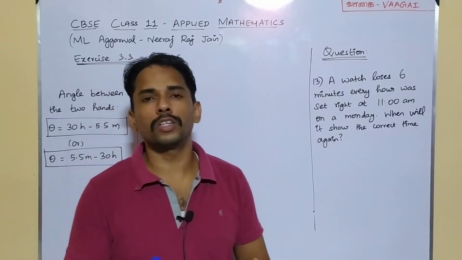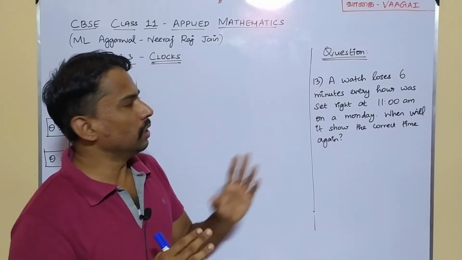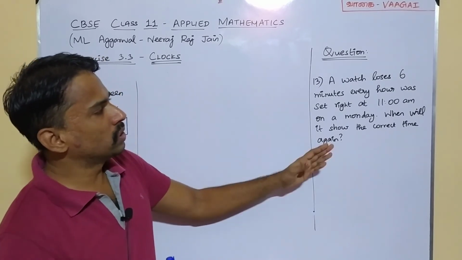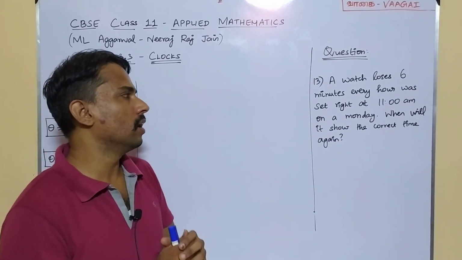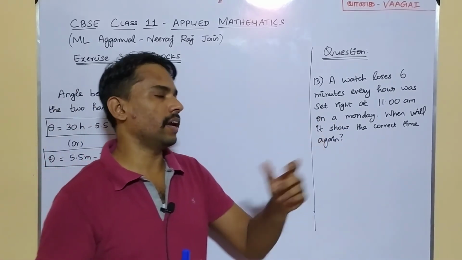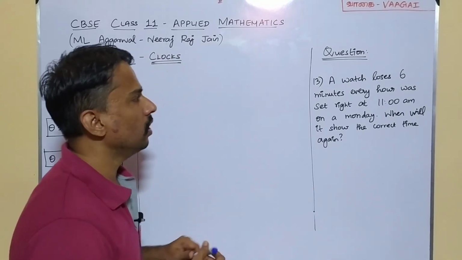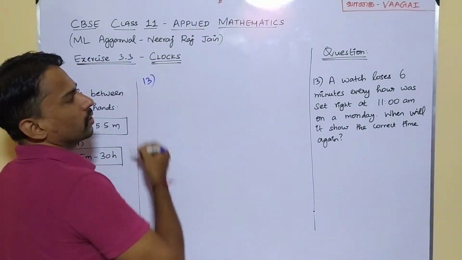Finally, we are now with the last question, question number 13. So let's see the question. A watch loses 6 minutes every hour and was set right at 11 a.m. on a Monday. This is what is given. So question number 13, we'll note it here.